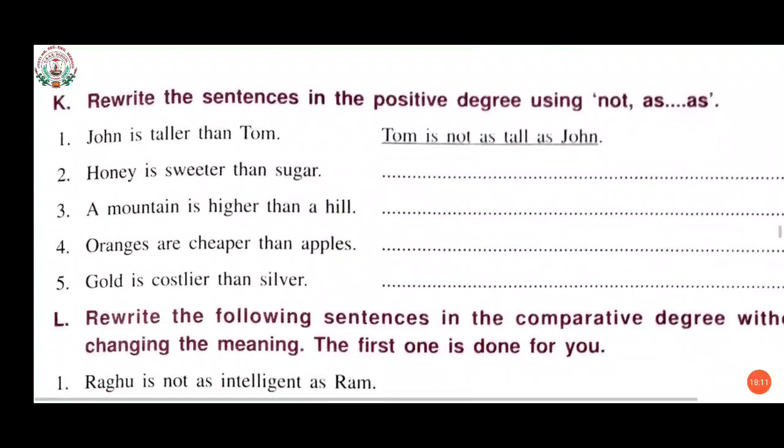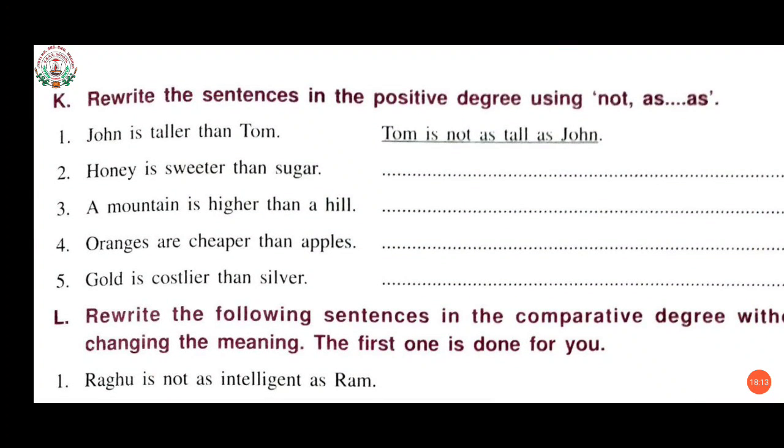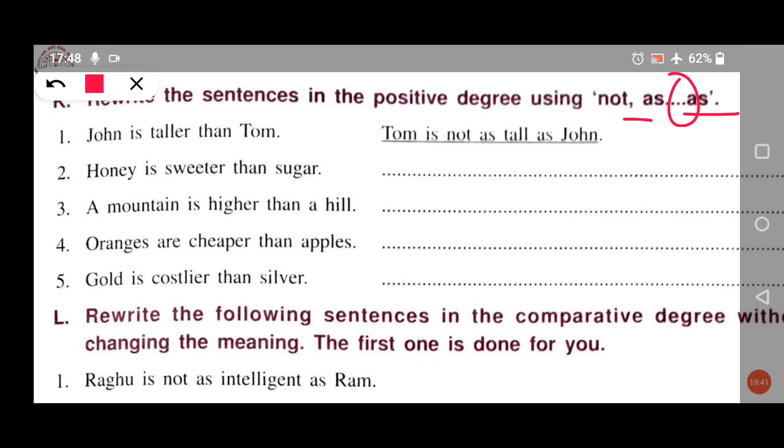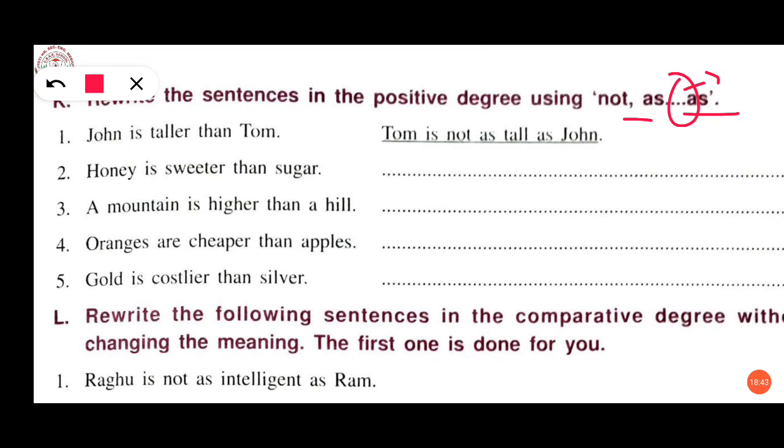Now K. What is given in K? Rewrite the sentence in the positive degree using not, as, like, as and as. Like we say as well as, soon as. Likewise we have to use not to make the positive degree. Positive degree means without not. The question is given and we have to use not and as. Here blanks are given, it means we have to fill the blanks with some words.